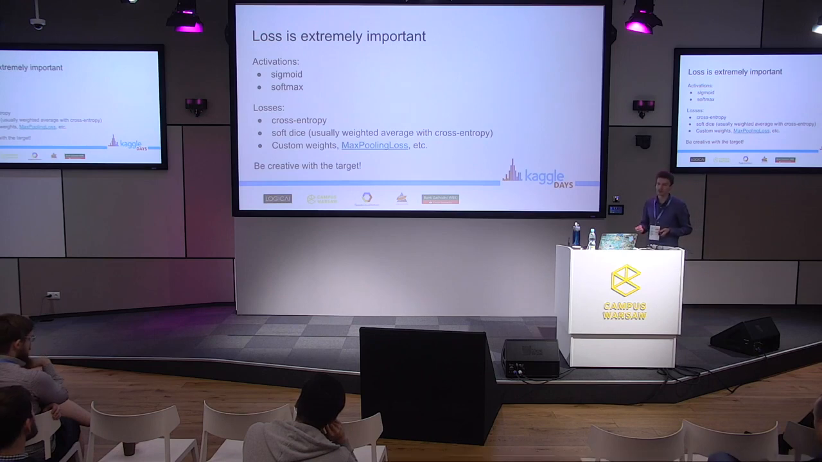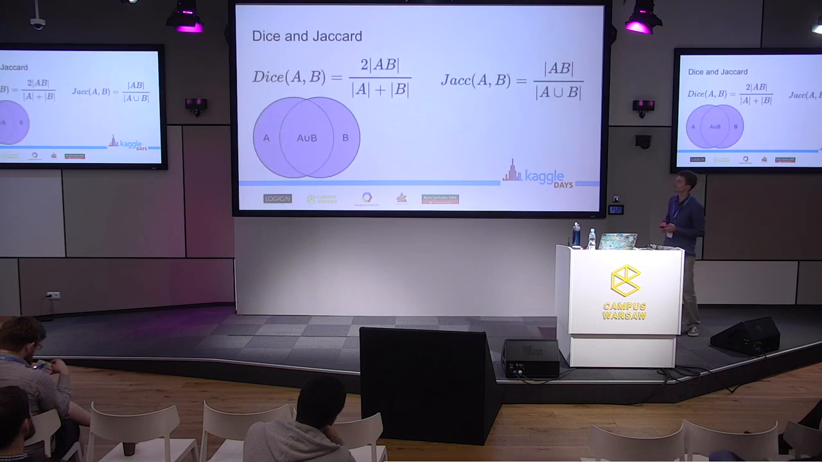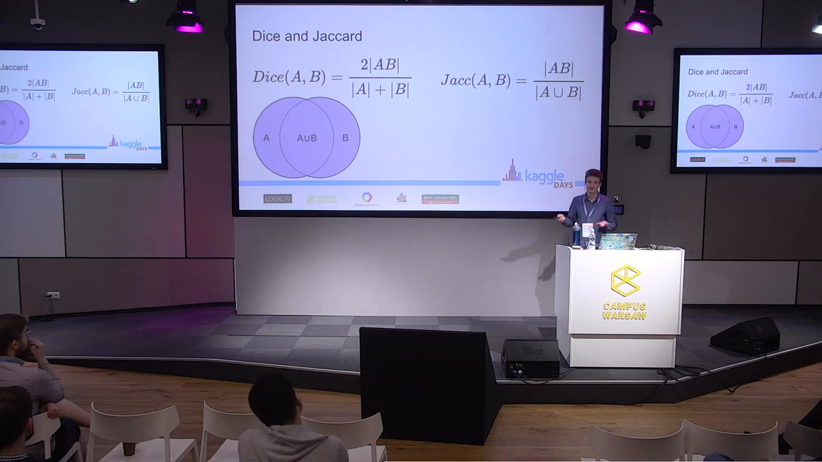And there are also some custom losses specifically designed for semantic segmentation tasks, but I don't have much experience with them. So Dice in more detail. Dice and Jaccard are metrics that can show us the quality of the semantic segmentation. Jaccard is basically the area of the intersection divided by the area of the union, and Dice is, well, really similar, but a bit different.